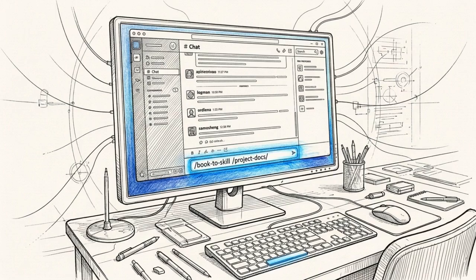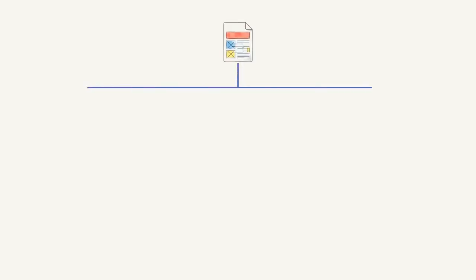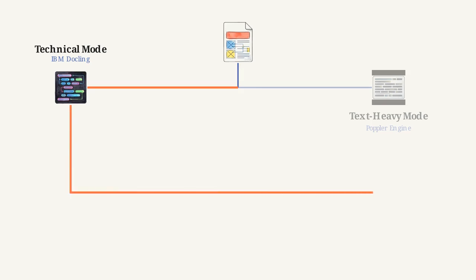Now, initiate the conversion process by typing the newly registered /command followed by your target document path. The engine will immediately interrogate you with an interactive prompt, requiring you to classify the structural density of the source material. Selecting technical mode invokes IBM Docling to preserve code blocks and complex mathematical tables. Text-heavy mode utilizes Poppler for fast prose analysis.